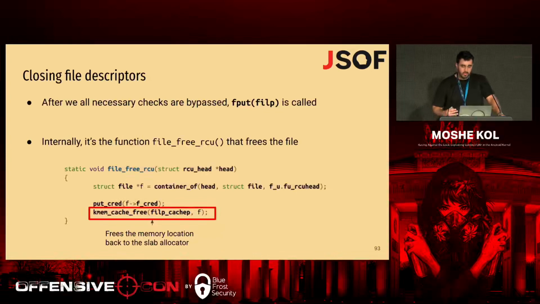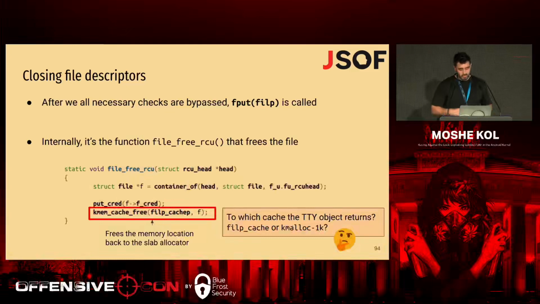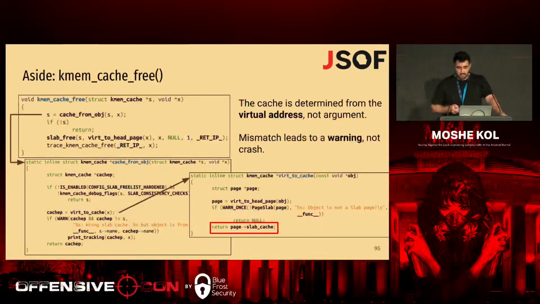after an RCU grace period, the file_free_rcu function would be called, and there this memory location will be freed back to the slab allocator. Now, a question that will be raised at this point is to which cache this object is returned: to the filp cache, like the argument says, or to the kmalloc-1k cache, where it was allocated in reality. The answer is that the cache to which this object returns is determined from the virtual address of the object being freed, not the argument.